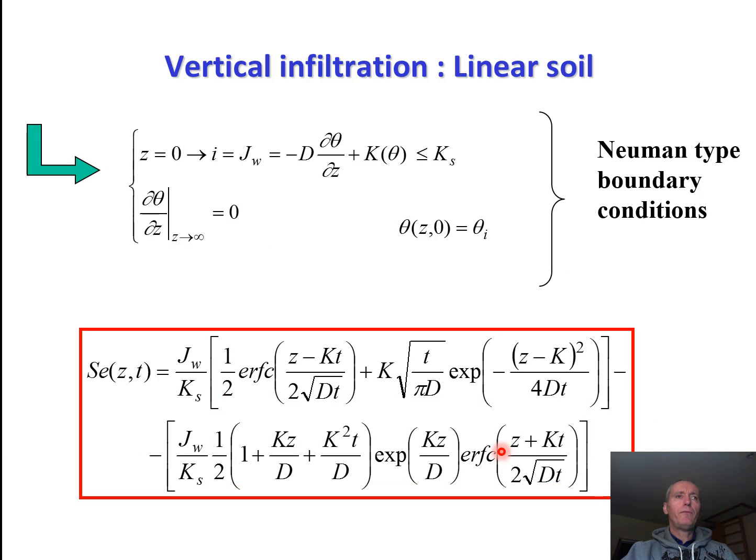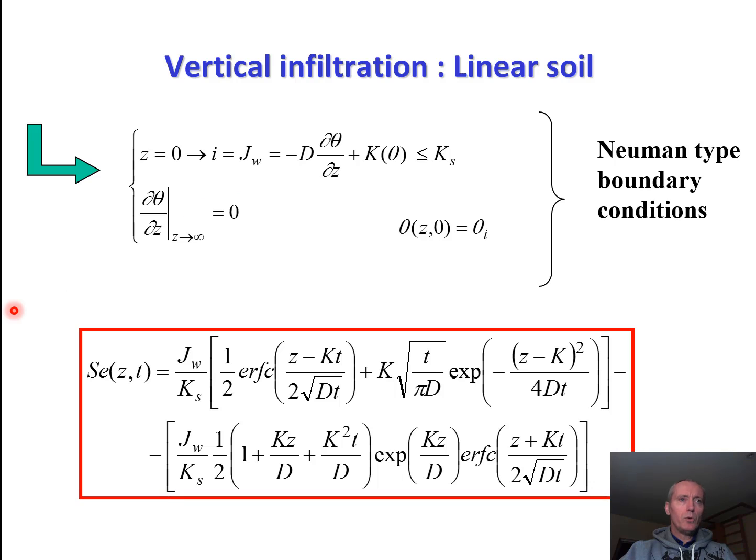If we subject the soil to a flux type or a Neumann boundary condition, then we find a solution as shown in this equation. Again, it is an analytical solution that depends on the soil parameters K and D and the values imposed at the boundary of the system, in this case GW. We consider that GW, the flux, is smaller than the saturated conductivity of the soil.